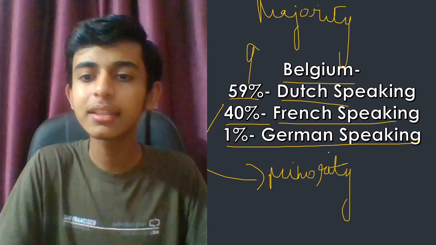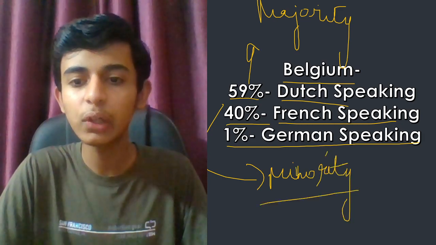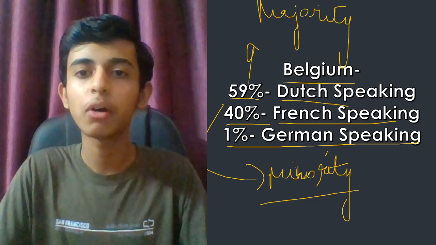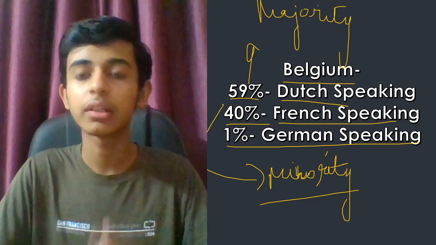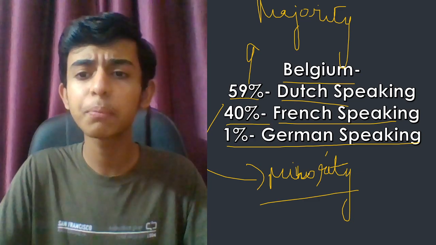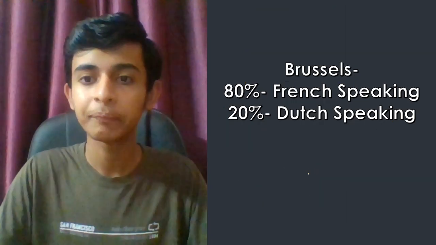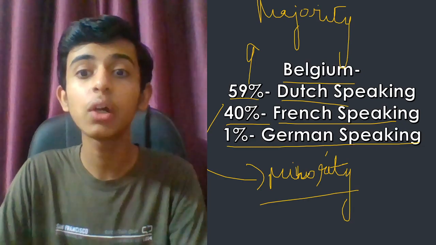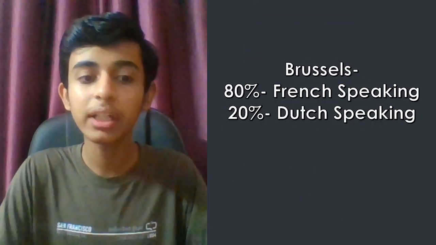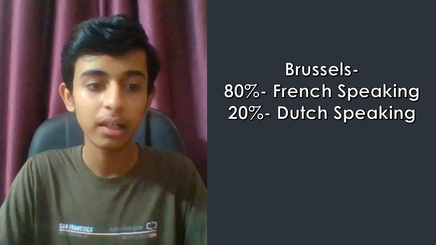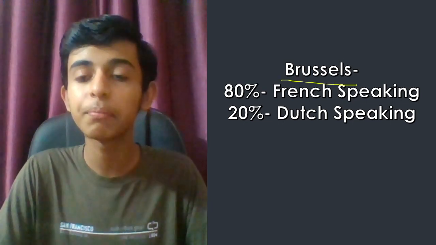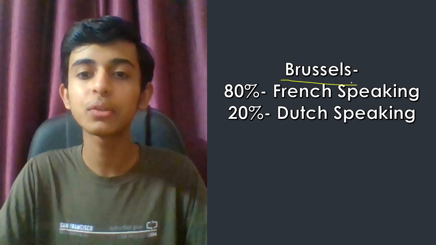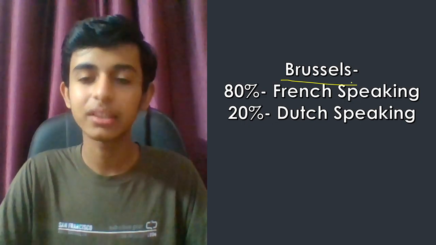But now you will ask, what is the problem? In India also we have various people of different religions and different castes. Then what is the problem over here? Let me tell you. This was the composition of the whole country. But if I am talking about the capital city Brussels, the capital city is going to have all the important things and discussions going on.